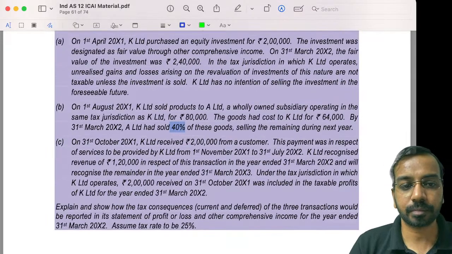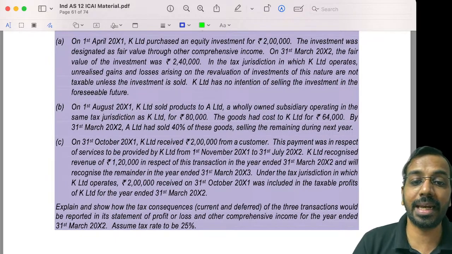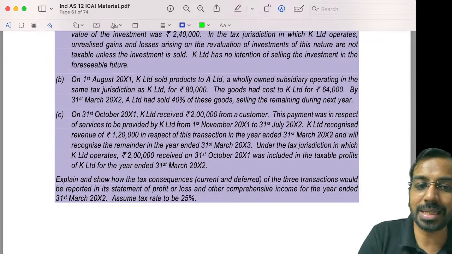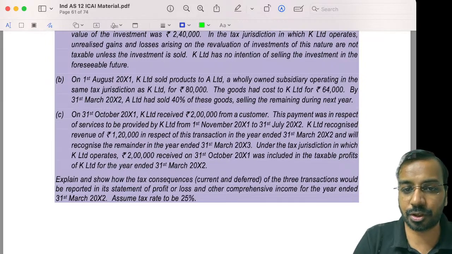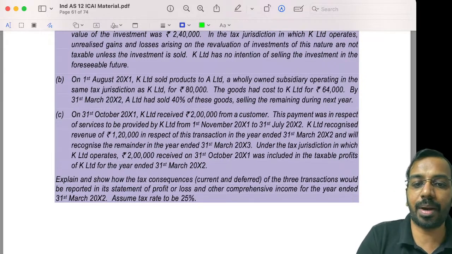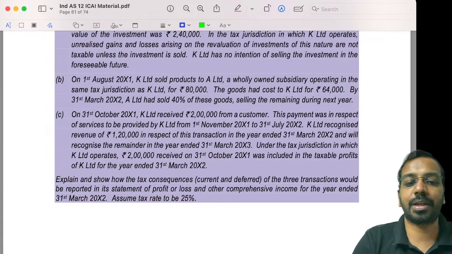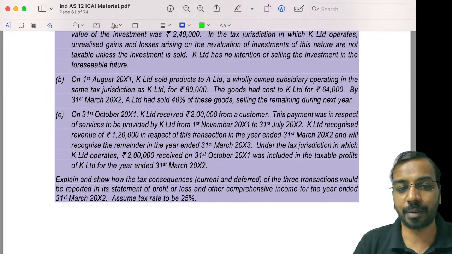Then, on 31st of October, K Limited received 2 lakhs from a customer. The payment was in respect of services to be provided from 1st of November to 31st of July. K Limited recognized revenue of 120 in respect of this transaction in the year and will recognize the remainder in the next year. Under the tax jurisdiction, the 2 lakhs received was included in the taxable profit for K Limited the same year. Now, what has happened?